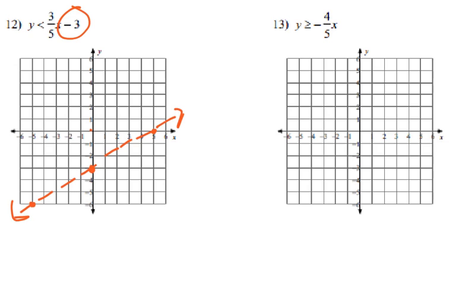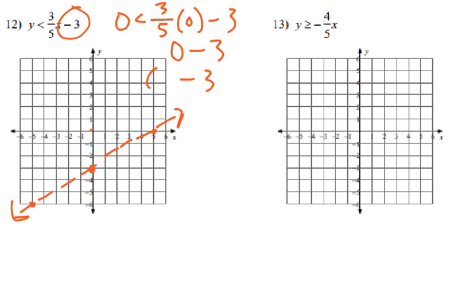Pick my test point 0, 0. 0 for y, 0 for x. Solve. 3/5 times 0 is 0, minus 3 is -3. Is 0 less than -3? No, that's false. So because that's false, the side where my 0, 0 is not the answer. So we end up shading the opposite side.